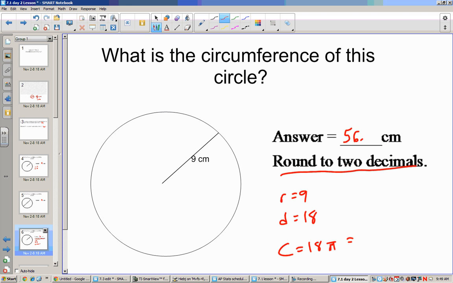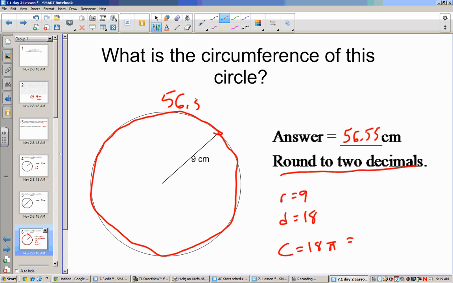Now let's talk about what this means. That means if I have a circle where my radius is 9 centimeters, the distance all the way around the circle here is 56.55 centimeters.